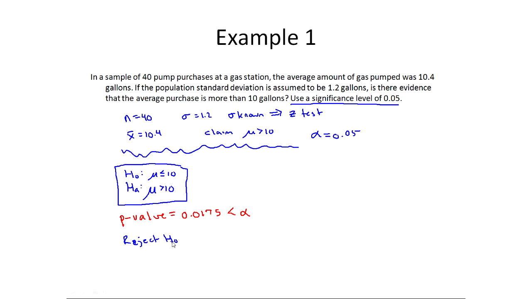Now of course that isn't everything. A computer could do this part. The question is, what does that actually mean? If I reject H naught, remember the process is that I assume H naught is true. I look at the evidence, which is the p-value here, and I determine is there evidence to change my mind. When we say reject H naught, we say yes, and so it means I'm liking HA right now. So I want to make sure I answer the question, but also realize I'm saying yes, there's evidence the mean is more than 10. The question is very straightforward: is there evidence the average purchase is more than 10 gallons? I would be able to say yes, there is evidence the average purchase is more than 10 gallons.